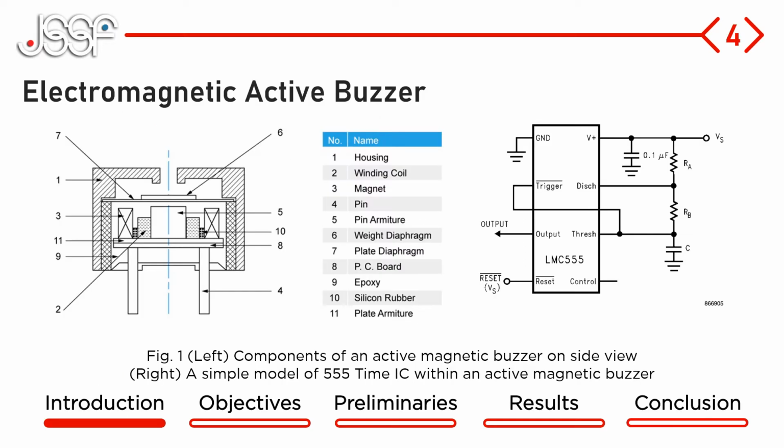I will start with some general information on a magnetic buzzer. It is one of the most widely used electronic devices to generate the beep sound frequency. In general, magnetic buzzers are divided into 2 types, which are passive and active. The active magnetic buzzer additionally contains a 555 timer IC as an oscillator circuit that enables it to work with DC.